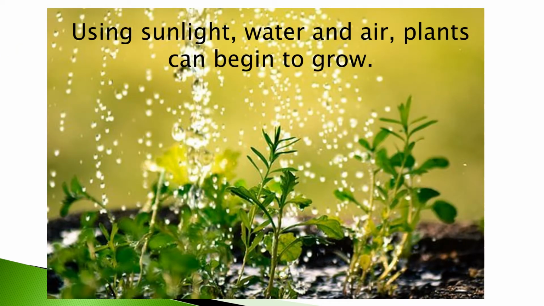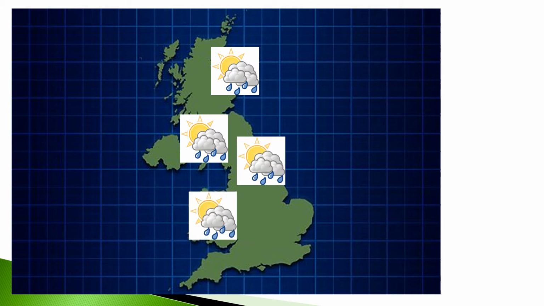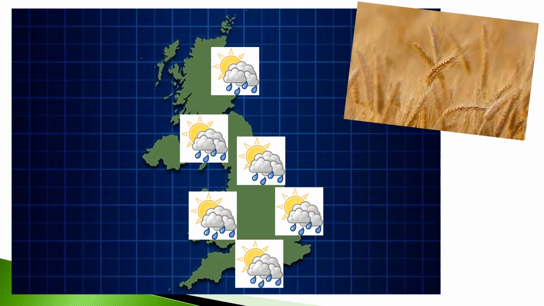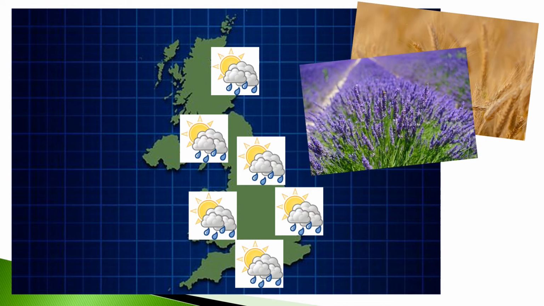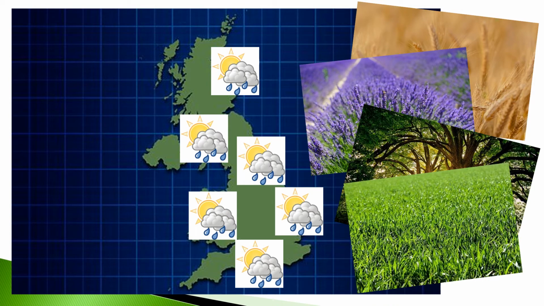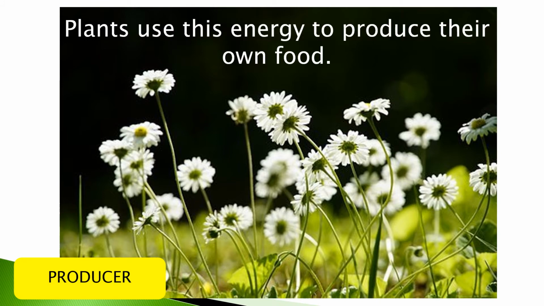Using sunlight, water and air, plants can begin to grow. It can rain quite a lot in the United Kingdom, but there is also a lot of sunlight. This combination of rain and sun is perfect to grow crops like wheat and a variety of flowers, trees and plants, including grass. Plants use this energy to produce their own food. In a food chain, plants are known as producers.